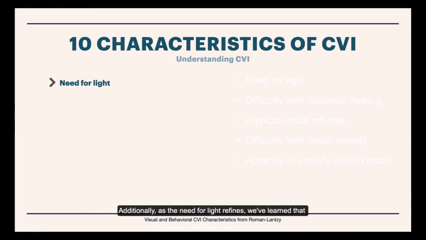Additionally, as the need for light refines, we've learned that it remains to be an important factor for children with CVI. Targets can be paired with light in order to use this need to support and to increase visual attention. You may have seen individuals utilizing light boxes or tablets. This is due to the child's need for light.